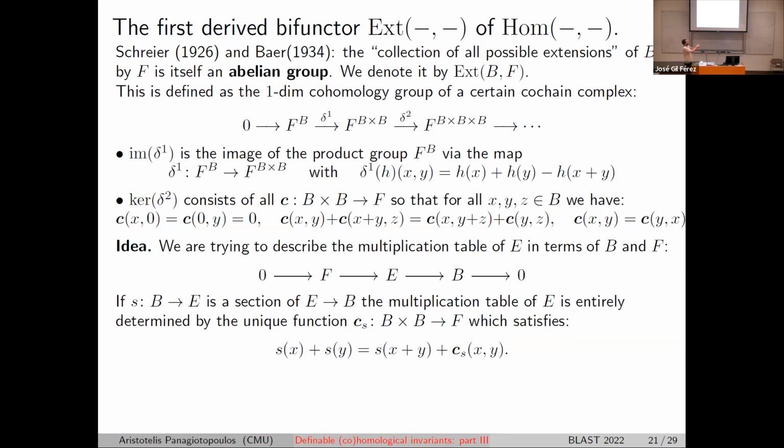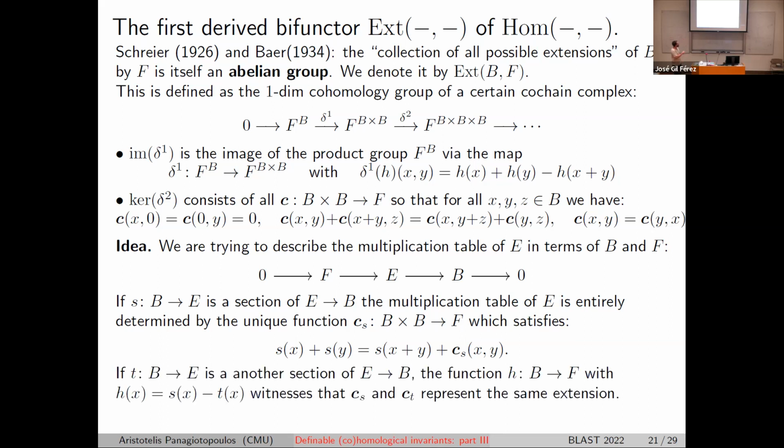Now the point is that if I choose a different section, a different S map, this will give me a different C that describes the same extension. To account for that, you have to say that sometimes the difference of two C's is trivial, and this is why you have to mod out by this image. So it's not very important for us. I just want to give you a little bit of an idea of how you think of these things.